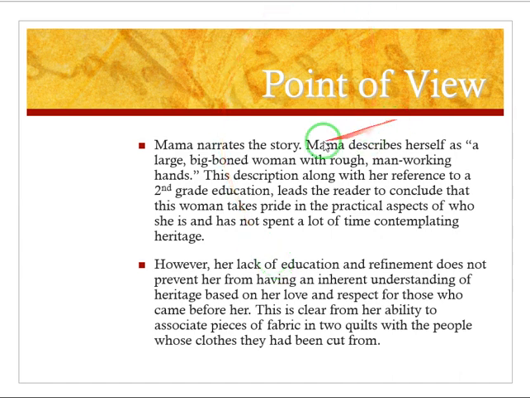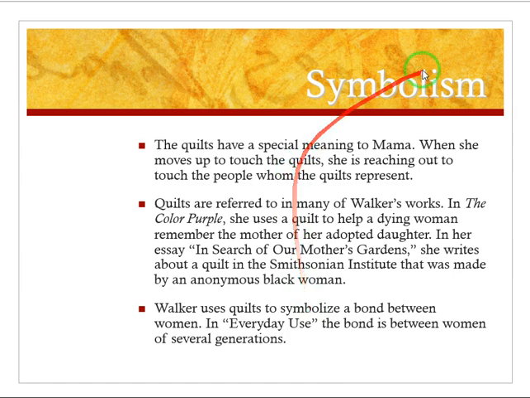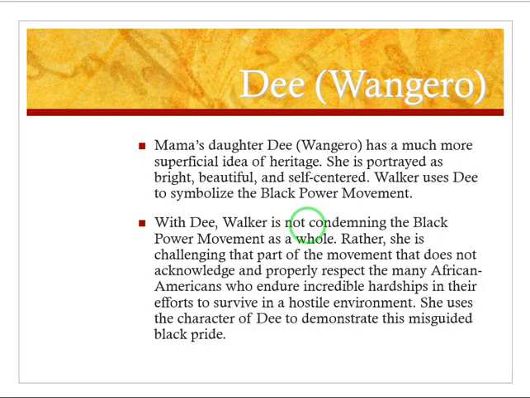The story is being told from the first person point of view because Mama is narrating the story and she has no education. However, this didn't hinder her from knowing and respecting the heritage. There's a lot of symbolism actually in all Alice Walker's works, and mainly here the quilts stand for the heritage, mainly as the girls argue who's gonna own the quilt. The quilt is the bond between generations, women in generations.